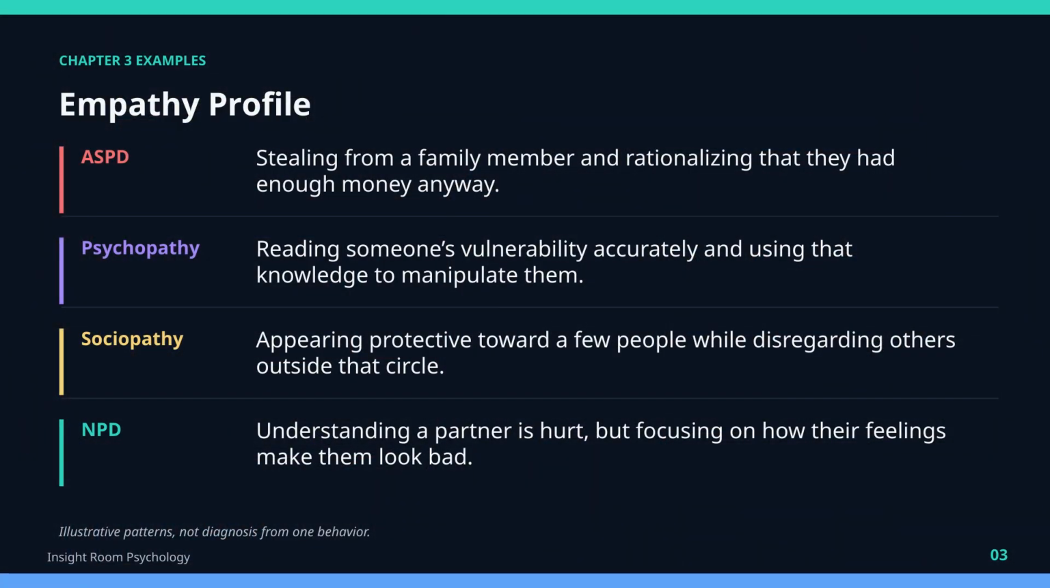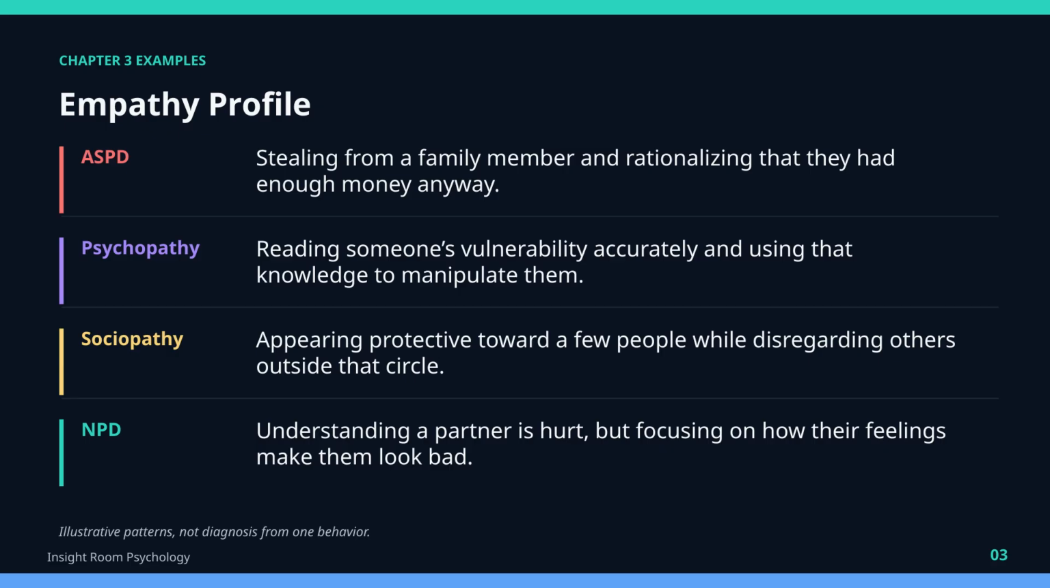Someone might appear caring toward a few selected people, but show repeated disregard for others outside of their immediate circle. For example, a person may be protective of one family member but exploit, threaten, or deceive others without apparent concern. With NPD, empathy can be complicated. Some individuals with narcissistic traits may have intact cognitive empathy.